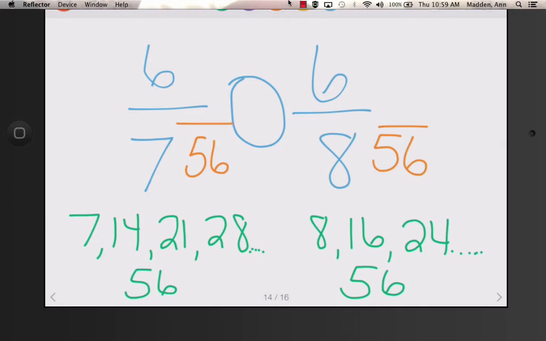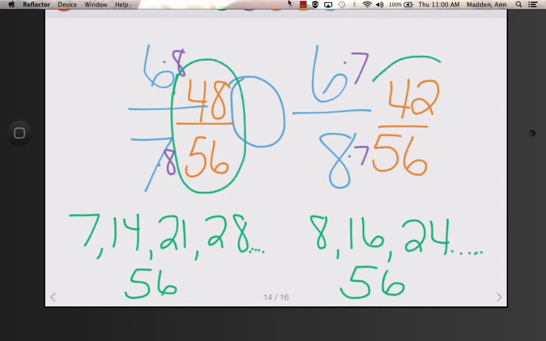How did I get from 7 to 56? I multiplied by 8. So I need to multiply 8 times 6. 8 times 6 is 48. How did I get from 8 to 56? I multiplied by 7. 6 times 7 is 42. So I can now look at 48/56 and 42/56. Which one is the biggest?